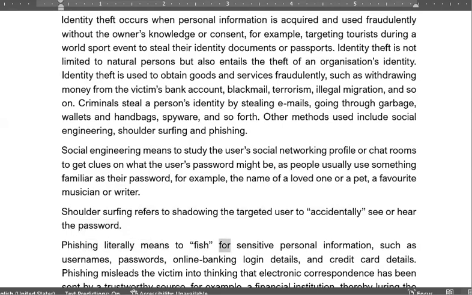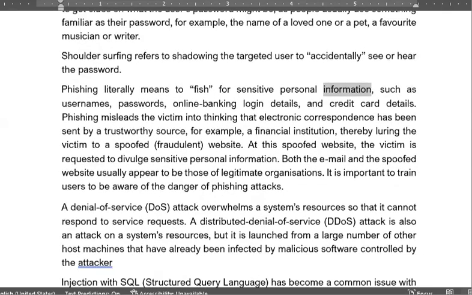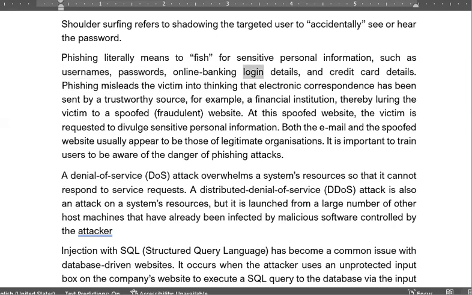Phishing literally means to fish for sensitive personal information, such as usernames, passwords, online banking login details, and credit card details. Phishing misleads the victim into thinking that electronic correspondence has been sent by a trustworthy source, for example, a financial institution, thereby luring the victim to a spoofed, fraudulent website. At this spoofed website, the victim is requested to divulge sensitive personal information. Both the email and the spoofed website usually appear to be those of legitimate organizations. It is important to train users to be aware of the danger of phishing attacks.